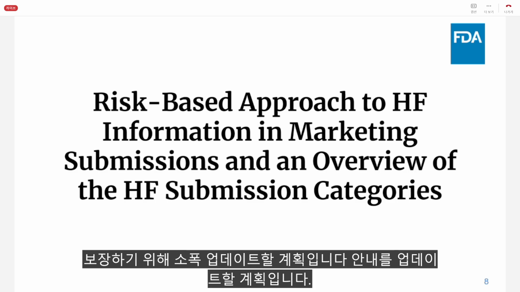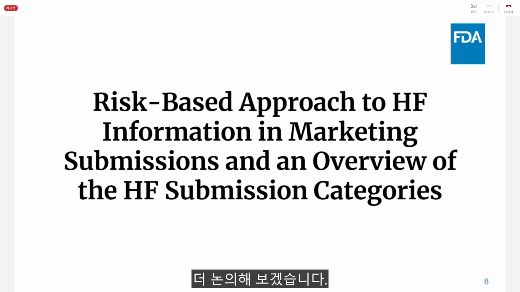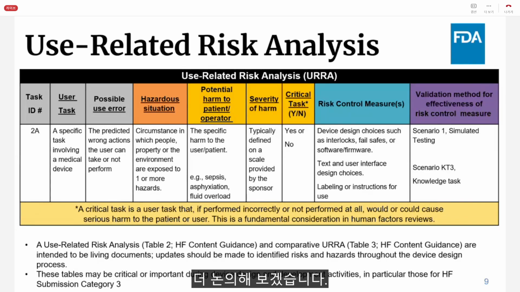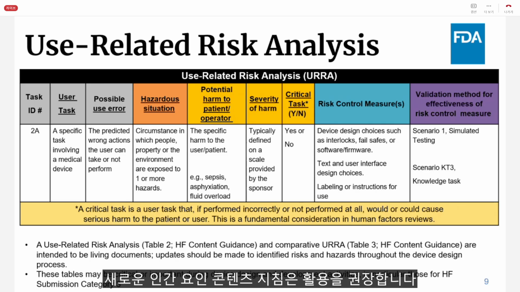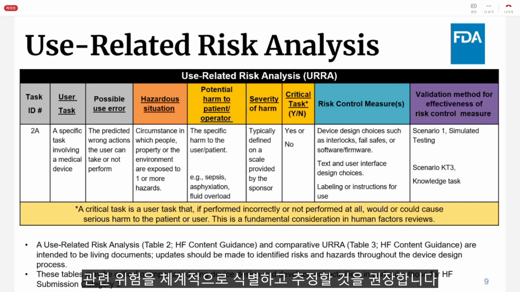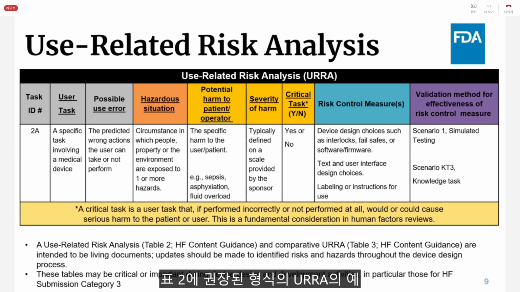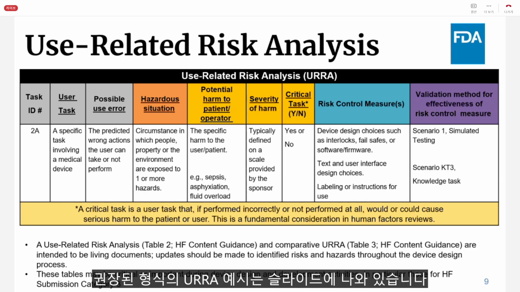So let's now further discuss the risk-based approach to human factors information in marketing submissions and an overview of the human factors submission categories. The new Human Factors Content Guidance recommends utilization of a use-related risk analysis, or URRA, to systematically identify use-related hazards and to estimate the use-related risk. An example of the URRA in the format recommended in Table 2 from the Human Factors Content Guidance is shown here on the slide for original or new devices.